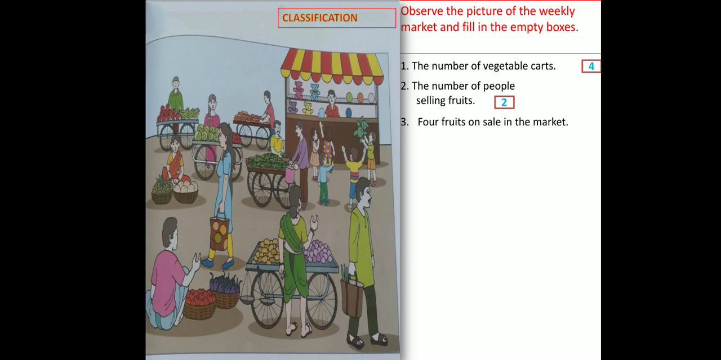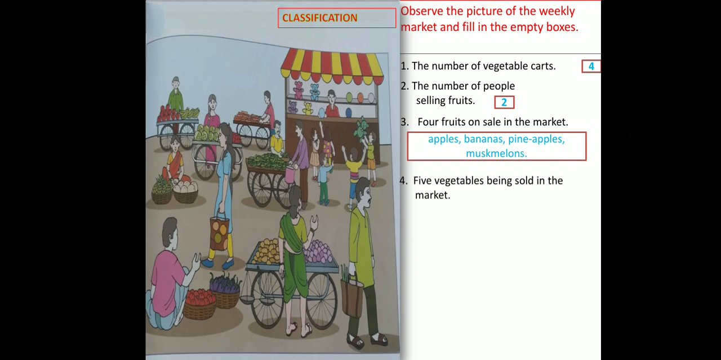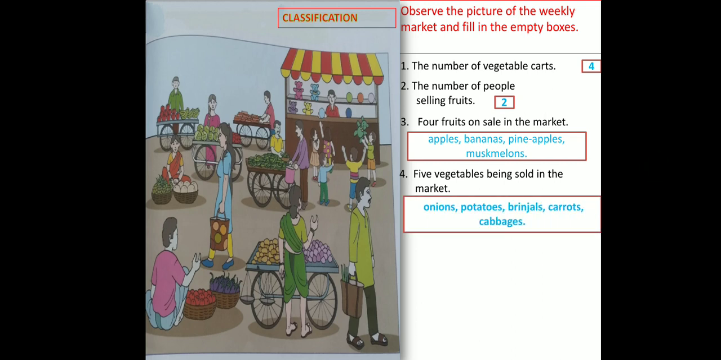The next question, 4 fruits on sale in the market. So you have to write down the name of any 4 fruits. Now what we can see here are apples, bananas, pineapples and muskmelons. The next question, 5 vegetables being sold in the market. You can see onions, potatoes, brinjals, tomatoes, carrots. So there are various vegetables, cabbages. Let's write any 5 of them. We have onions, potatoes, brinjals, carrots and cabbages.